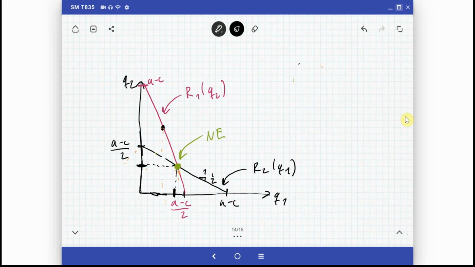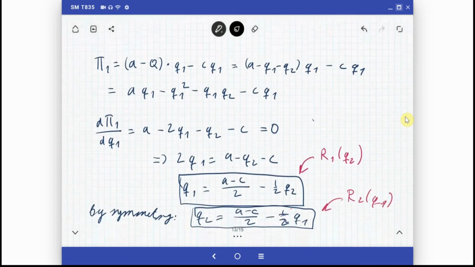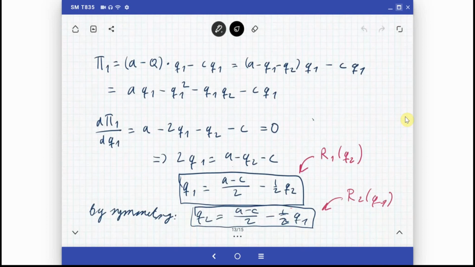So let's try to find the quantities in the unique Nash equilibrium that we have in this game. In order to find the Nash equilibrium, we need to find the point where both reaction functions cross. So we need to find the point which is marked with green. In order to do that, we have to see where the first reaction function, so this one, crosses with this one. So we have two equations with two unknowns, Q1 and Q2. What we can do is take, for example, Q2 from the second equation and substitute it into equation 1, and then we will get the solution.